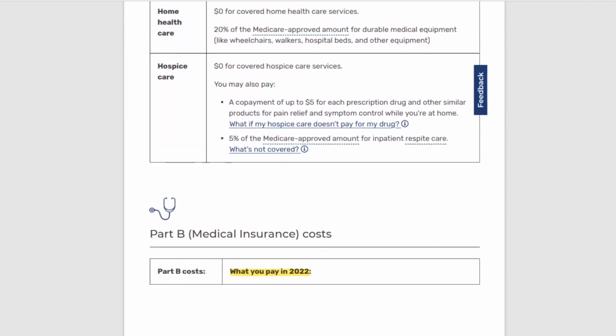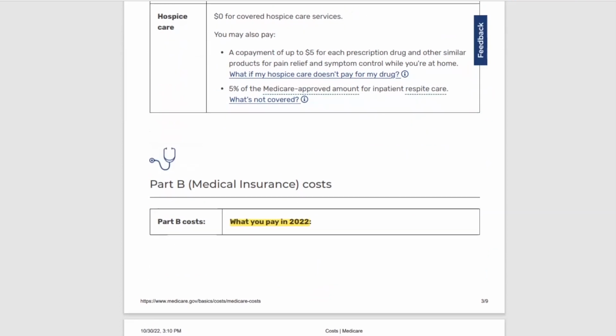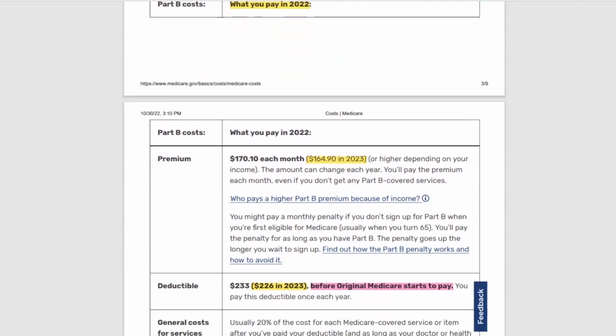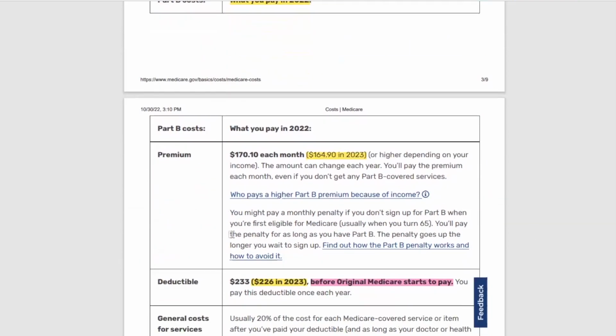Let's talk about Part B. So Part B is your medical insurance. What will they pay for 2023? Now, Part B does have a monthly premium cost. Most people are going to pay $164.90 in 2023 each month for Part B, okay? It does go based on their income, the last 2 years of their income, but most people will pay the $164.90 each month for Part B in 2023.